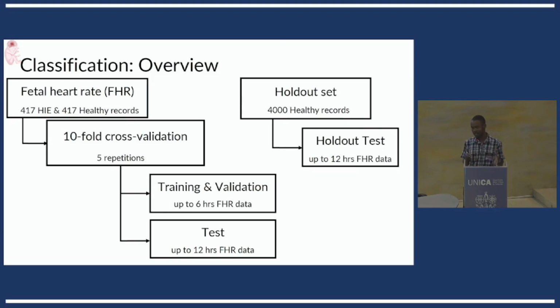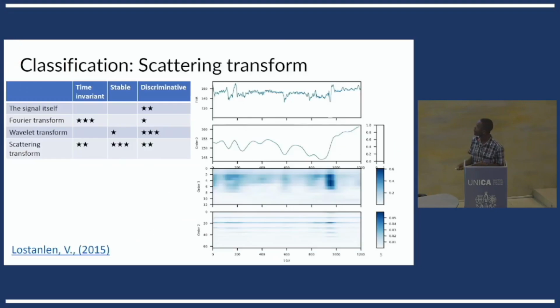And I split that into training and validation. I used 12 hours of signals, but for the training, when I tested between the 12 hours and the 6 hours, there was no difference in performance. So I only used the last 6 hours for computational reasons. But during the testing, I test the whole 12 hours of labor. Because we have a large data set, in addition to the cross-validation, I also have 4,000 healthy records, which I use as a holdout test.